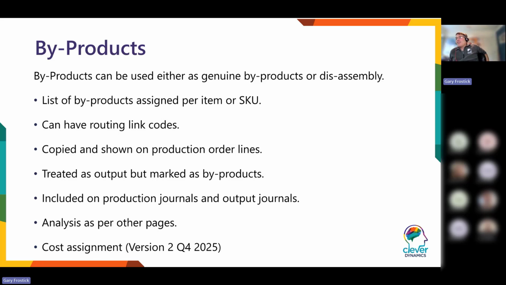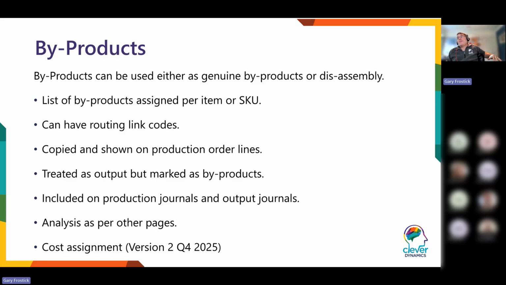So one of the hacks that people used to do for byproducts was to do negative consumption, which technically isn't correct, and can have costing implications. So our byproducts are genuine additional outputs. So they include on production journals and output journals. Again, we've got analysis on it.